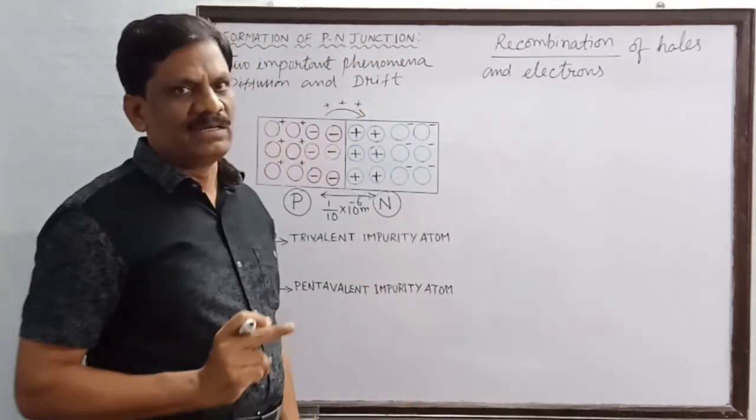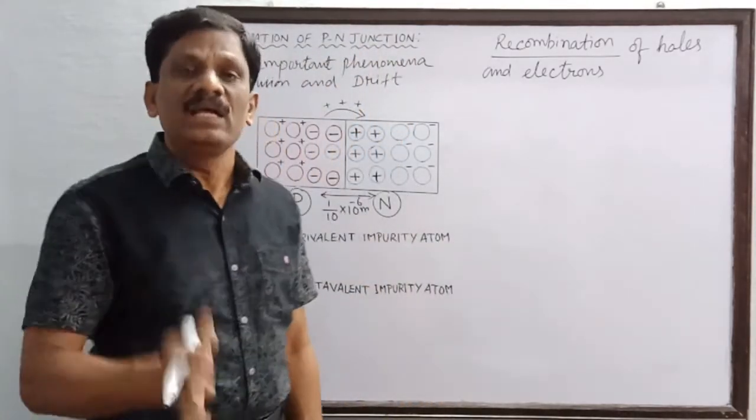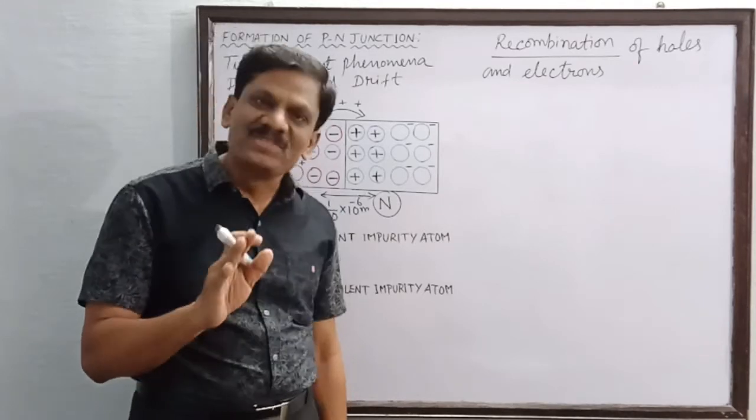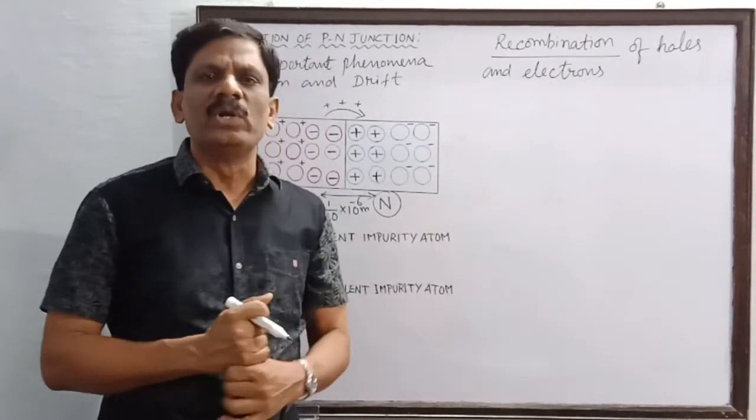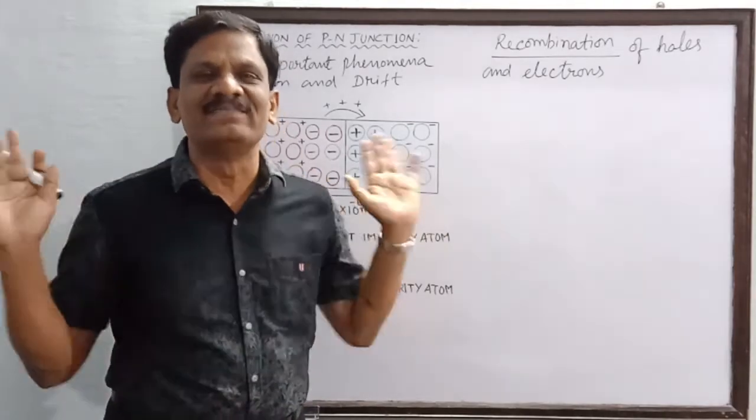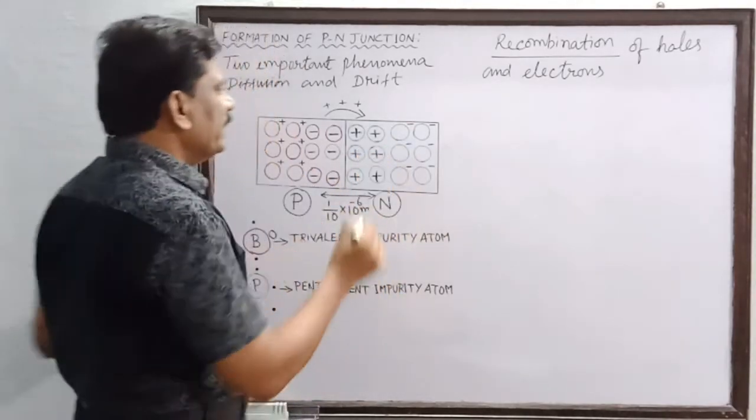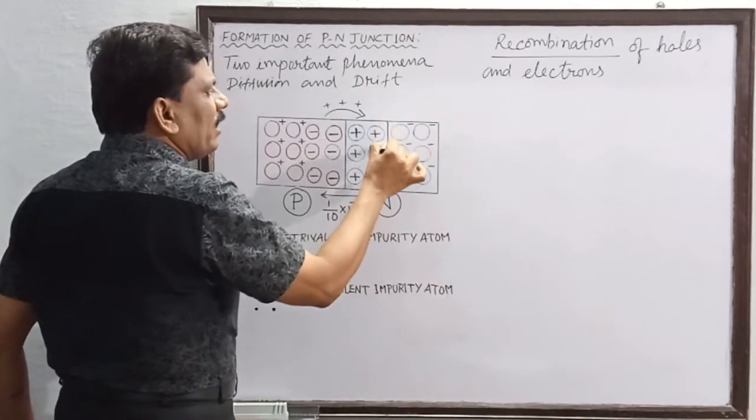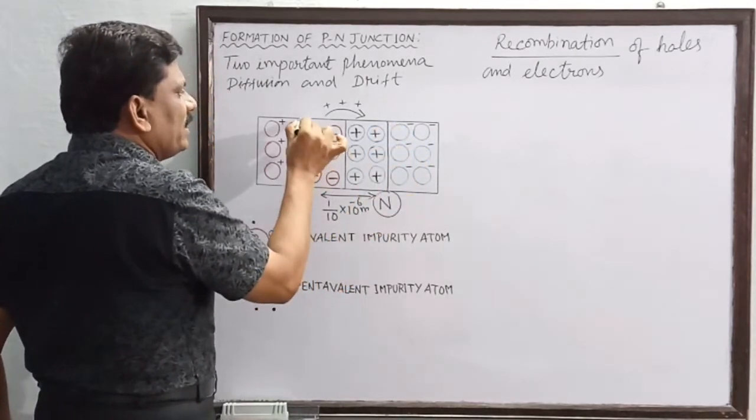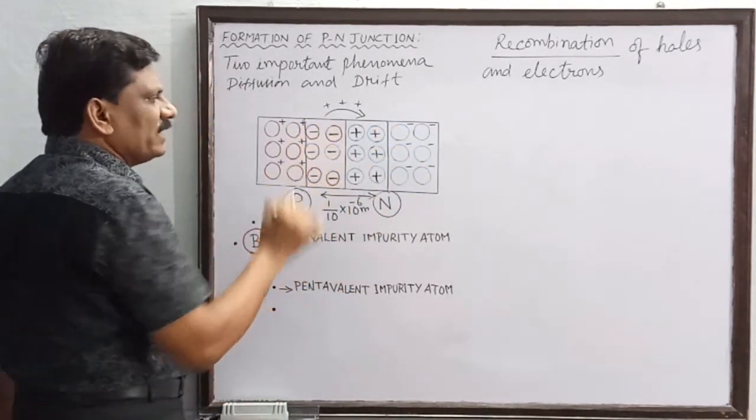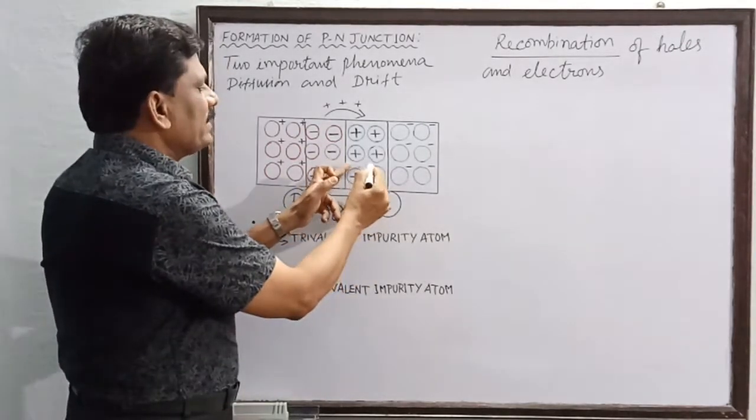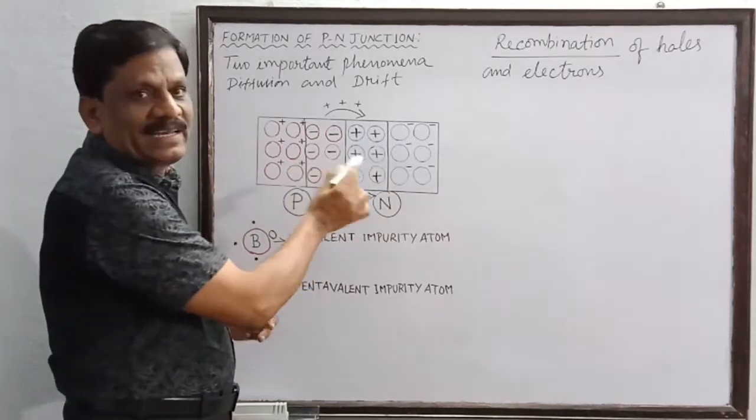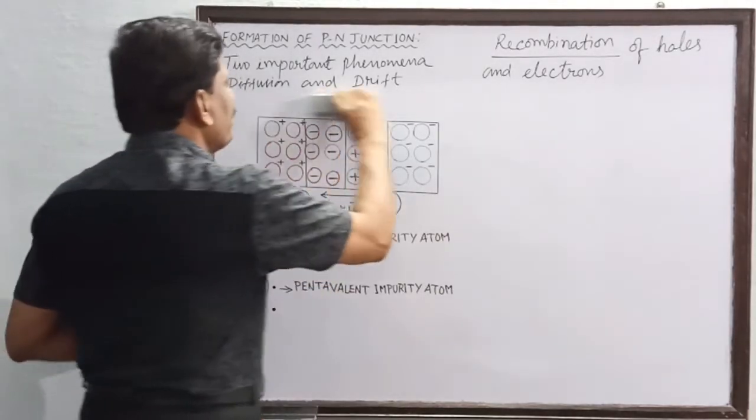1 micron or 1/10 of a micron only. Okay, students? So, this is mainly happening due to which phenomenon I told you? Due to the diffusion. So, here on the N region of the junction and the P region of the junction, you can very clearly notice that there is a potential difference created. There is a potential difference.